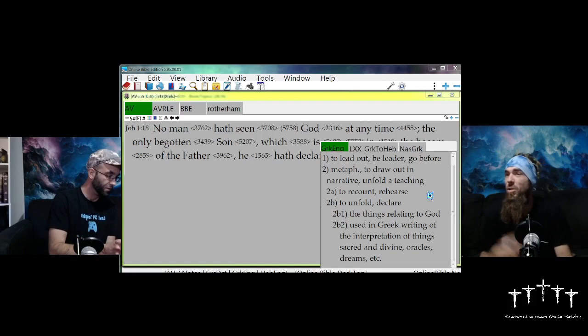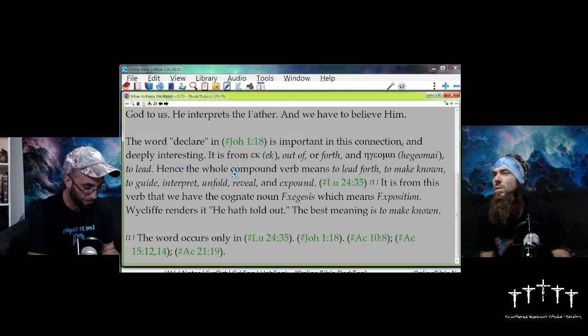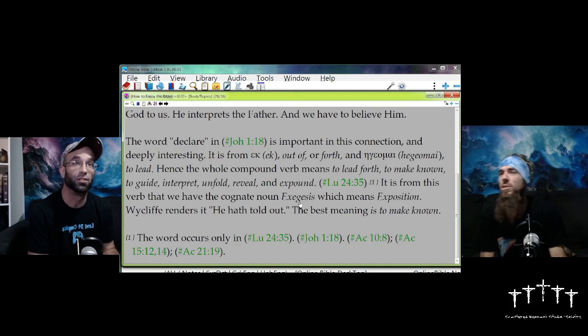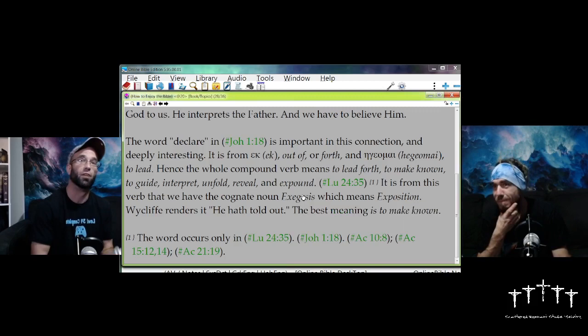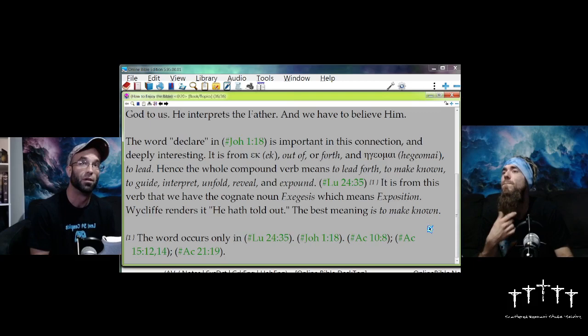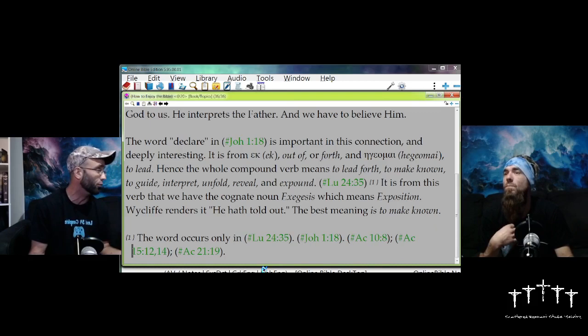He brings up Luke 24:35. That's going to be the other usage of that one word right there. Yeah, there. Exegesis. Just stay right there. Exegesis, which means exposition. Wycliffe refers to it as "he hath told out." The best meaning is to make known, right? So he makes known the Father. That's what the word does. Jesus Christ does it. The written word does it, right?